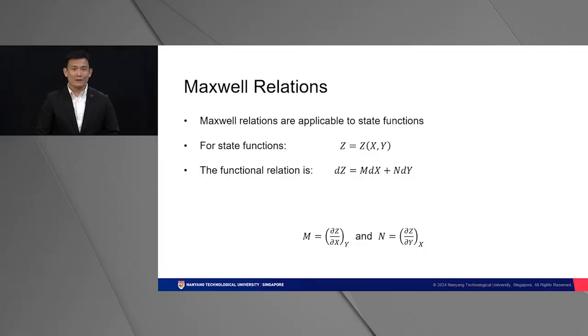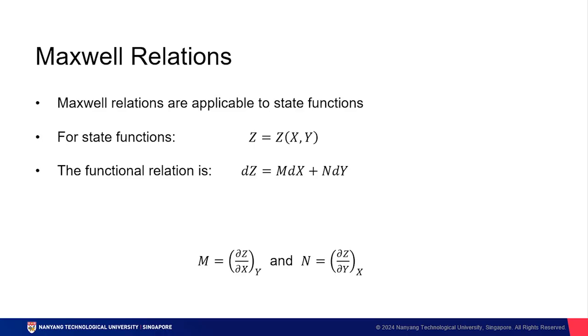So how did Maxwell calculate his relations? It follows this general heuristic. Maxwell relations are applicable to state functions. If you remember correctly, we can represent state functions as a function of one another. For instance, pressure can be expressed as a function of internal energy and volume, in the same way that Z can be expressed in terms of X and Y. When we do a partial differential on Z(x,y), it will look something like this.